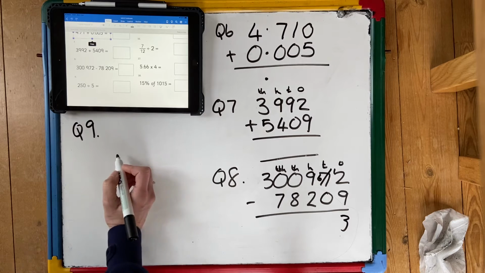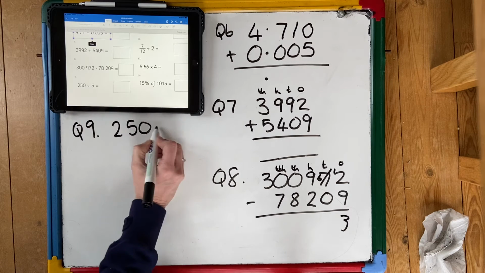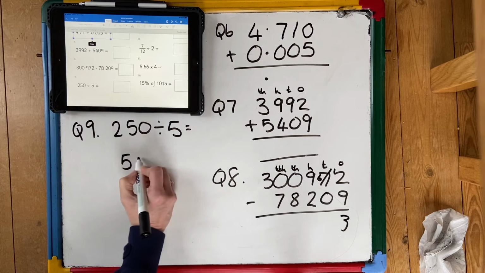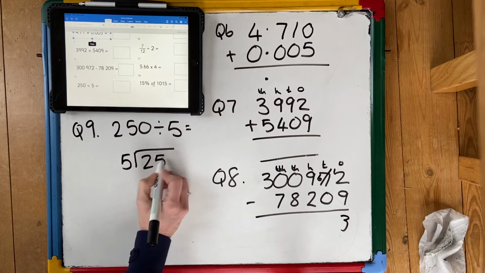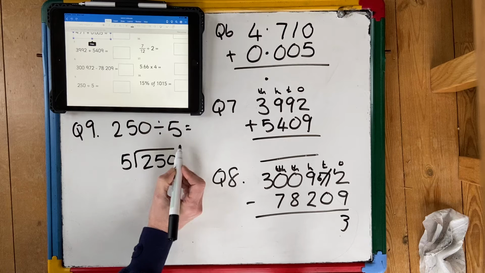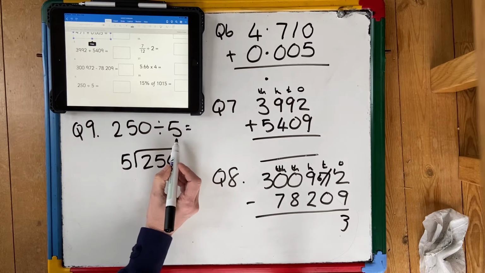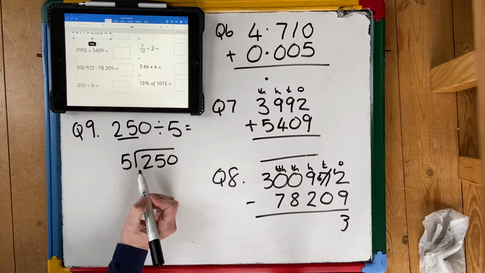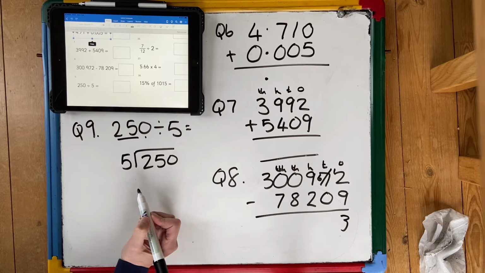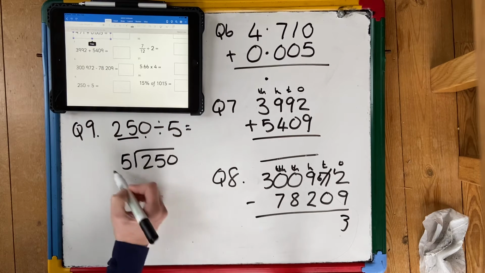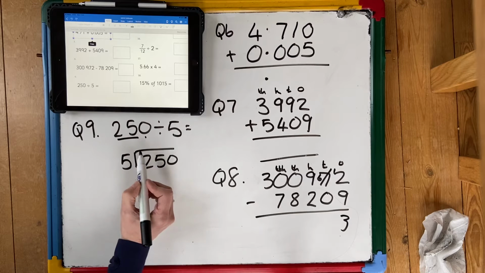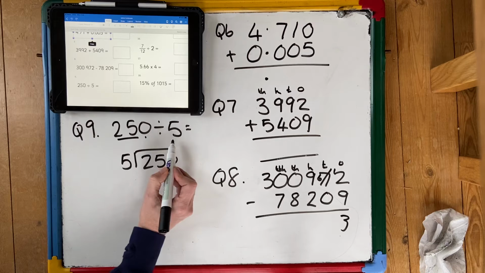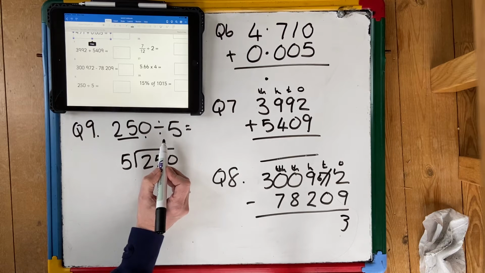Question 9, 250 divided by 5. Now quite a lot of you would prefer to do the bus stop method, which is fine, or you can say, well, how many 5s are in 25, and then make it 10 times bigger. You don't always have to rely on a formal written method to find out the calculation. Look at the numbers and see if you can calculate it mentally.